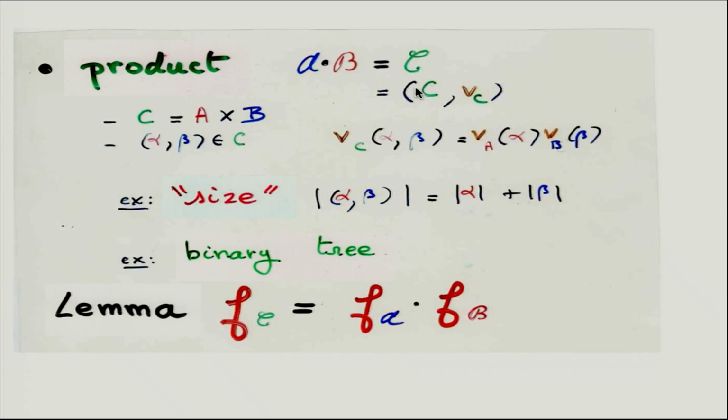You have the product. The product is a Cartesian product, such that the weight of the pair alpha, beta, when you have a pair which is a Cartesian product of A by B, will be the product of the weights. If the weight is t power n, the size, then the size of the product is the sum of the sizes. This was the class last year, so I did not define the binary tree, but the lemma corresponds: the generating function of the product of objects is going to be the product of the generating functions.